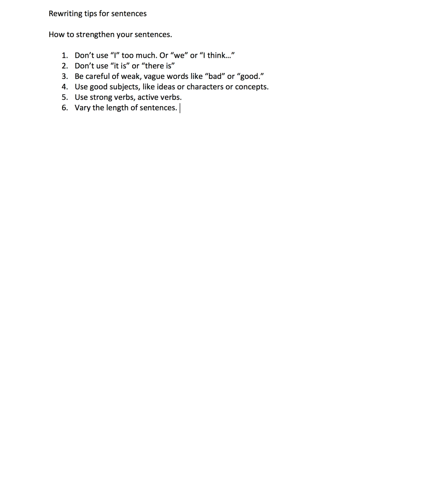They're vague. Fourth, use good subjects at the beginning of the sentence. Try to put in things like ideas or characters or concepts or even the title of the work. Fifth, use strong verbs, active verbs. I'll give you some examples in a minute. And sixth, vary the length of sentences inside your paragraph. Some long, some short. You don't have to have all long sentences or all short sentences. Really, you should have a kind of mixture of those.